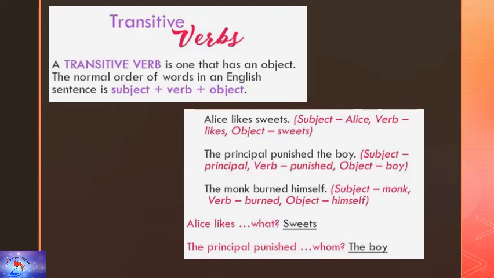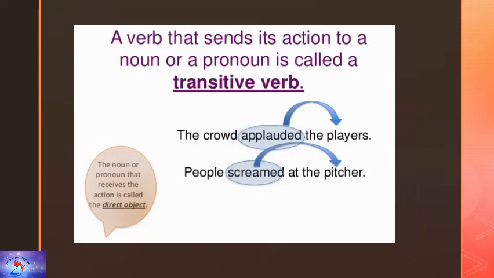The next sentence, the principal punished the boy. So the subject is the principal, the verb is punished, and the object is the boy. The monk burned himself. So here the subject is monk, the verb is burned, and the object is himself. Now let us see some more examples under this topic, transitive verb.